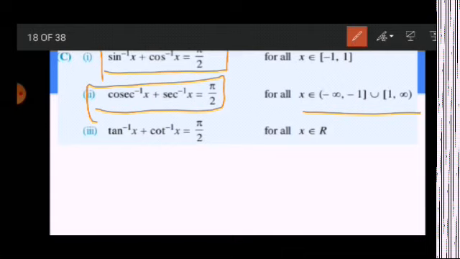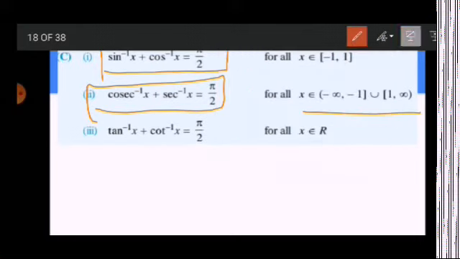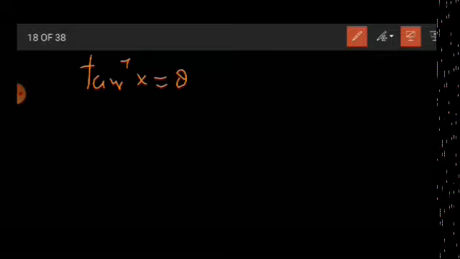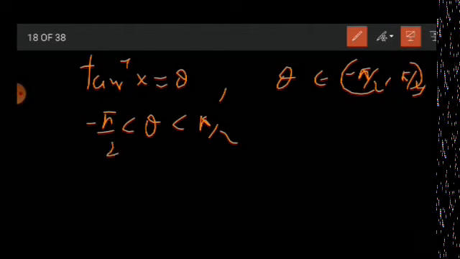Similarly, you can go over tan inverse x plus cot inverse x equals pi by 2 also. Let me do this. If tan inverse x plus cot inverse x equals pi by 2, here you have to assume tan inverse x equals theta. So let's say tan inverse x equals theta, and then x equals tan theta. Under this condition, theta belongs to the open interval minus pi by 2 to plus pi by 2, and hence theta is greater than minus pi by 2 and less than plus pi by 2.